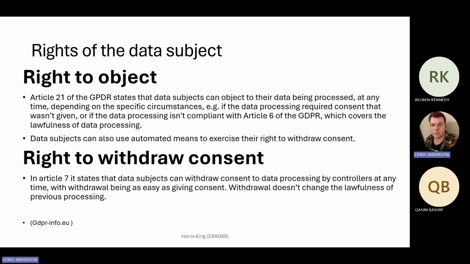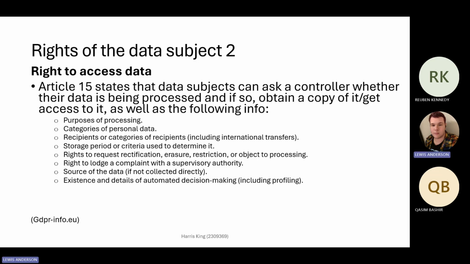Another one of the data subject's rights is the right to withdraw consent, which is in Article 7, which describes how the withdrawal of consent should be as easy as giving the consent in the first place for the data collection. And withdrawal does not change the lawfulness of the previous processing of data. The right to access data is basically where the data subject has the right to get their data or a copy of it from the collector of the data or the controller, as well as the reason for it being collected and the categories or the names of the recipients of the data if it was shared.